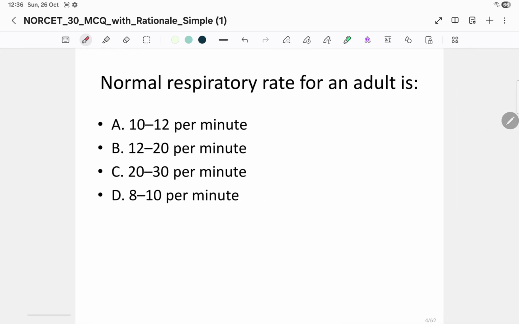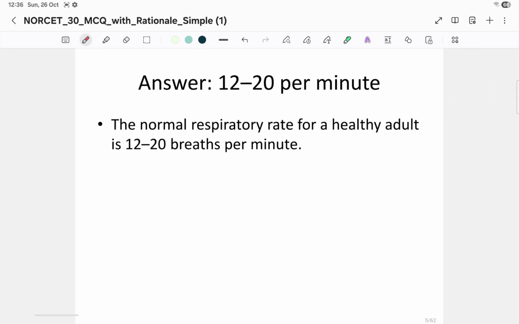Next, normal respiratory rate for an adult is option A, 10 to 12 per minute, B, 12 to 20 per minute, C, 20 to 30 per minute, D, 8 to 10 per minute. And the correct answer is option number B, 12 to 20 per minute. Clear?